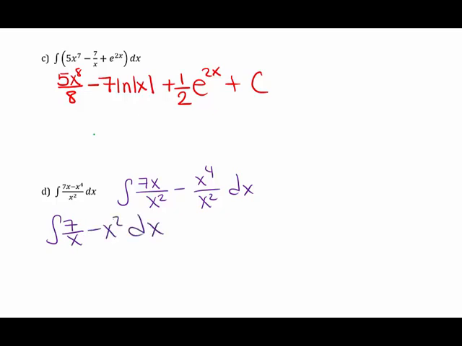Now that I have a difference, I can integrate each piece separately. The 7 is a constant, so I would get a 7. And then you have a 1 over x, which becomes natural log of absolute value of x. And if you integrate an x squared, that's x to the 3rd over 3. And then, of course, always put those plus c's in.